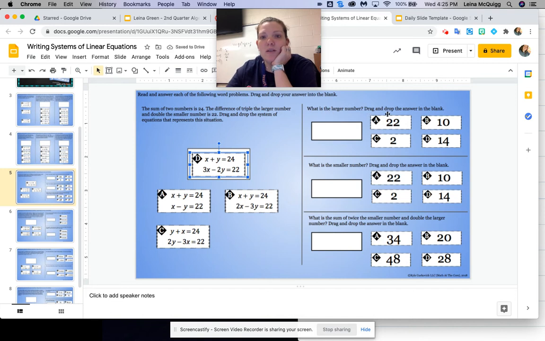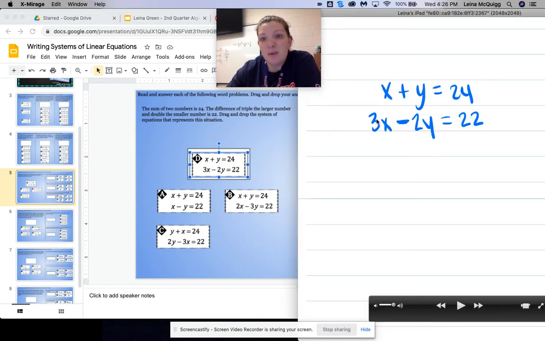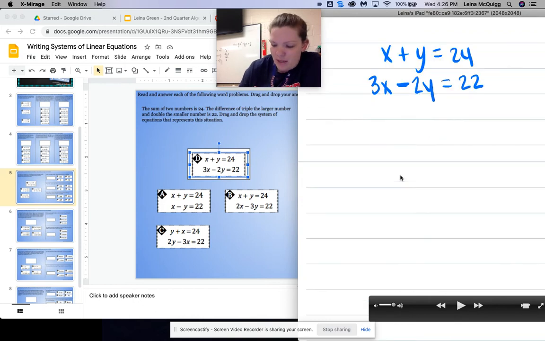Now it says, what is the larger number? Drag and drop the answers in the blank. So how do we figure this out? We wrote a system, and now it's basically asking us for a solution, right? So a couple days ago when we found solutions, we put them in Desmos. So we solved these equations for y. We got y by itself. And we wrote y as our smaller number, right? So let's just keep that in mind. Y's are going to be our smaller number. But we can't put these in Desmos until we solve them for y. So let's get y by itself.